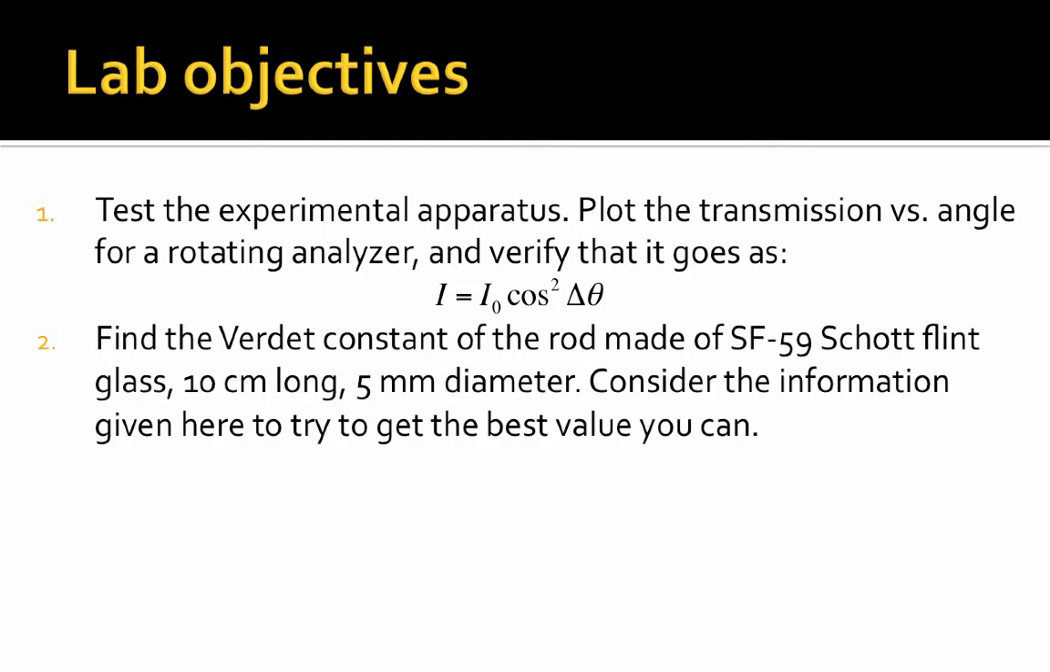The second objective is to find the Verdet constant of a sample that we have, which is a rod made of SF59 Schott flint glass. The rod's 10 centimeters long, 5 millimeters in diameter, and you will use the information in this video as well as in the pre-lab and the additional literature in order to make the best measurement that you can.